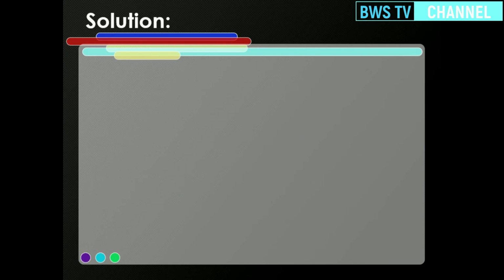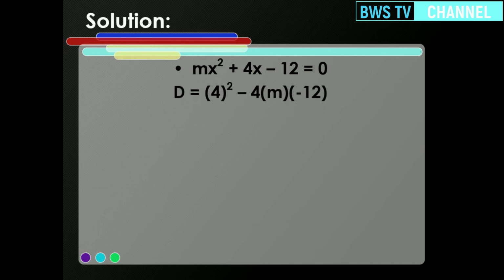Okay, so next, we have now example number 3. mx squared plus 4x minus 12 is equal to 0. Again, always transform your equation into standard form. And since number 3 is not in standard form, you need to transform it. Then apply the discriminant. Substitute. You have 4 squared minus 4 times m times negative 12. Simplify. You have 16 plus 48m.